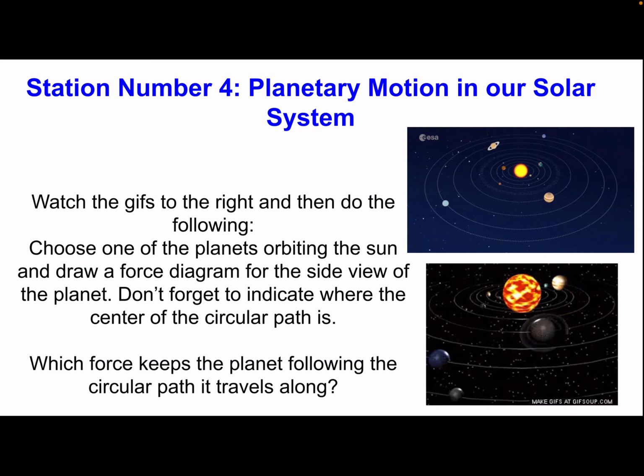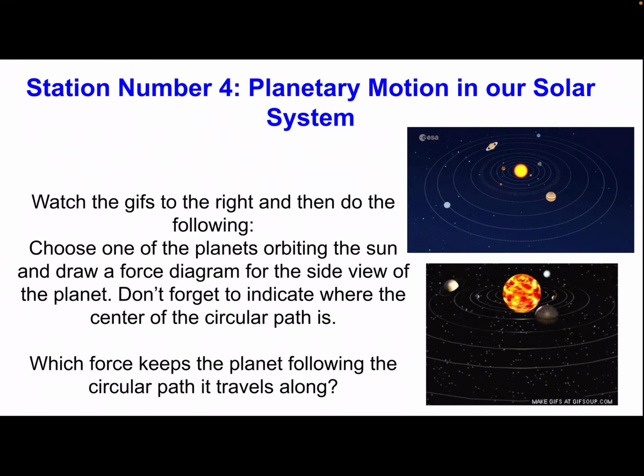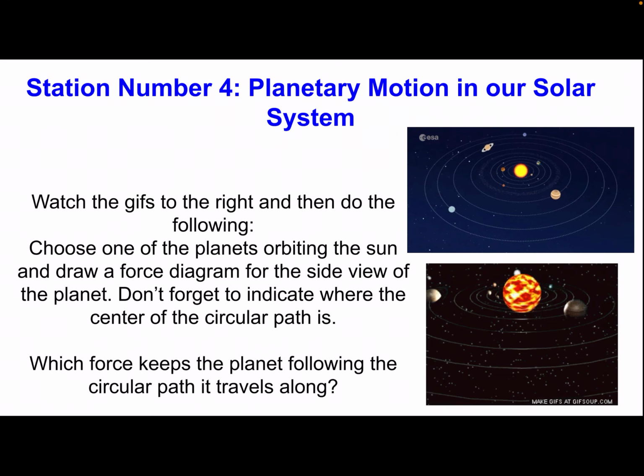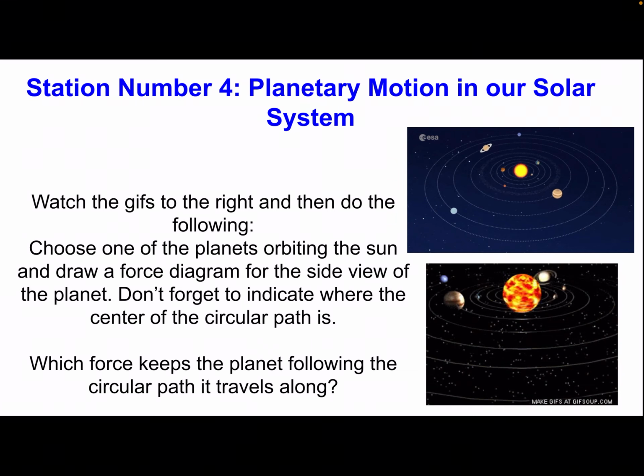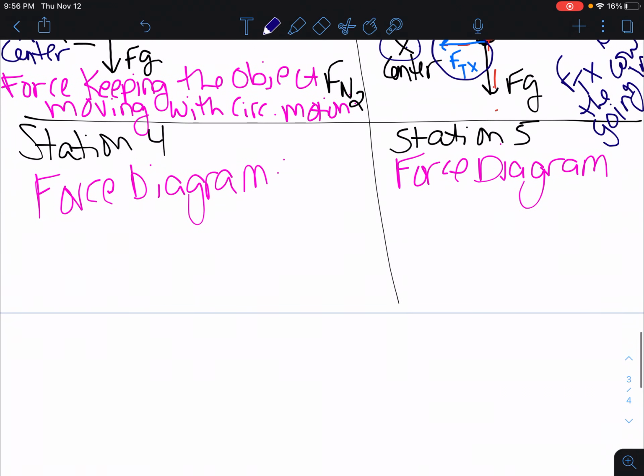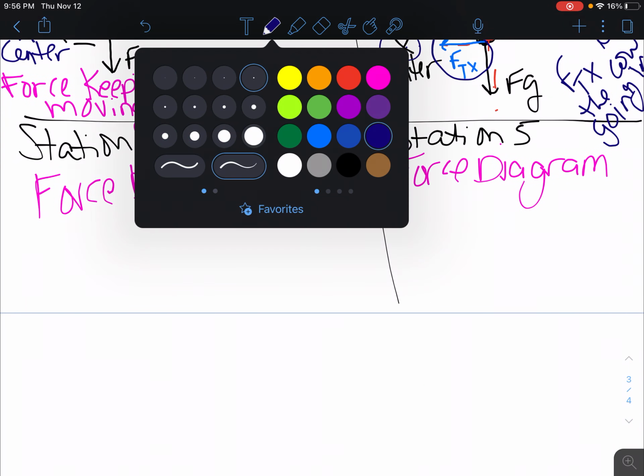Okay, so we have not talked a lot about planetary motion. So that's what we're going to talk about right now. So here are 2 different gifs because obviously I can't get into a rocket and fly into space and record something like this for you from way out in space. So we got to look at the gifs here. And so both gifs show planets revolving around the sun. So we can pick any of the planets here that's revolving around the sun. We're always doing stuff with Earth. So let's go ahead and do something that's not Earth. Let's do Saturn, okay?